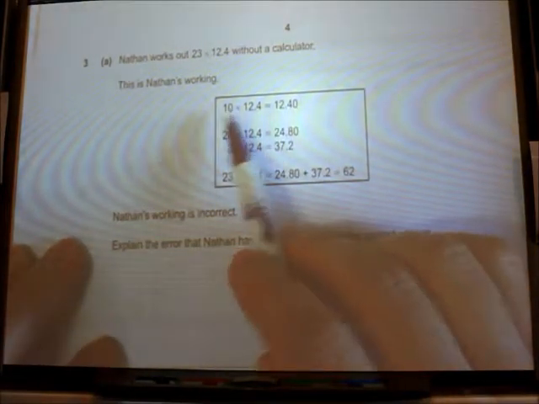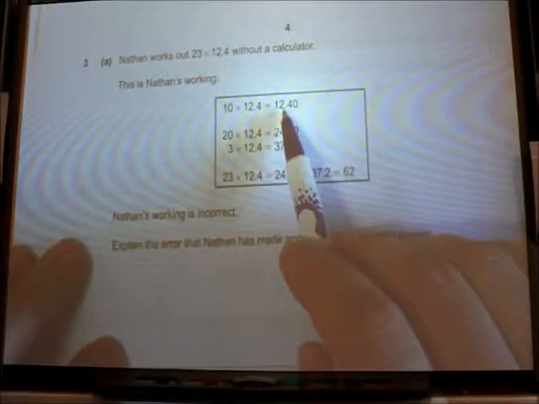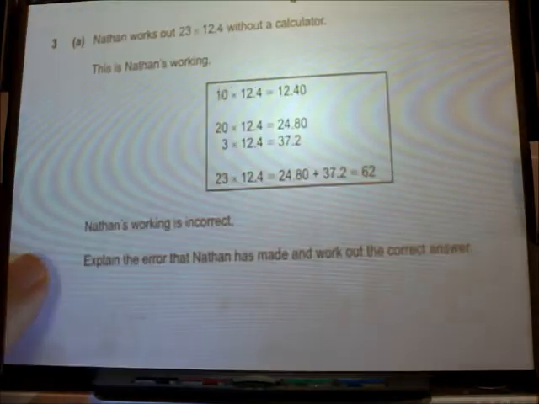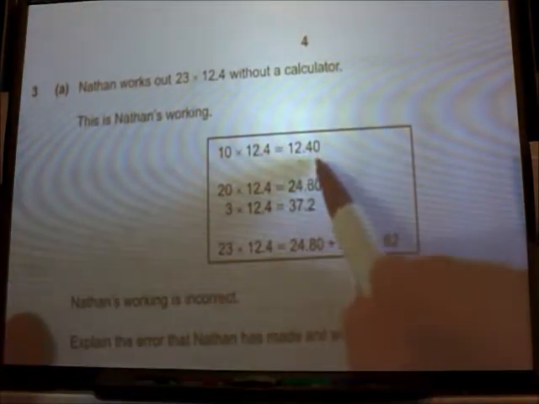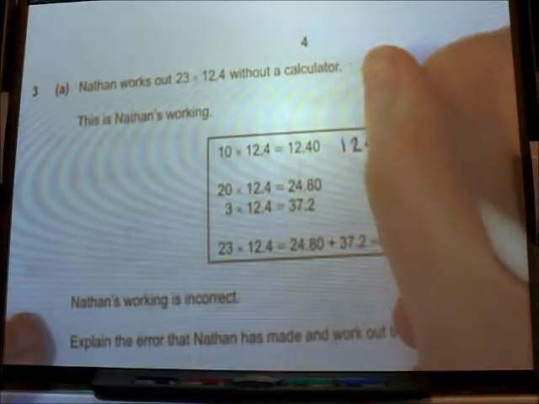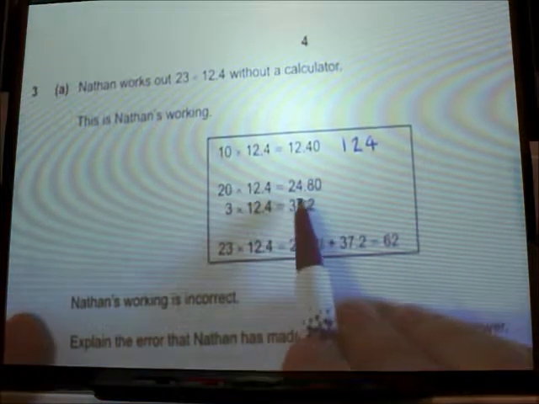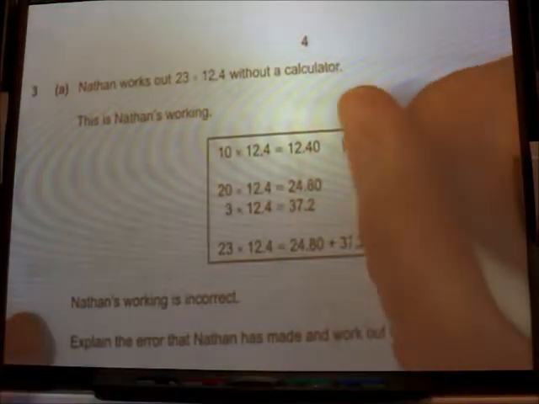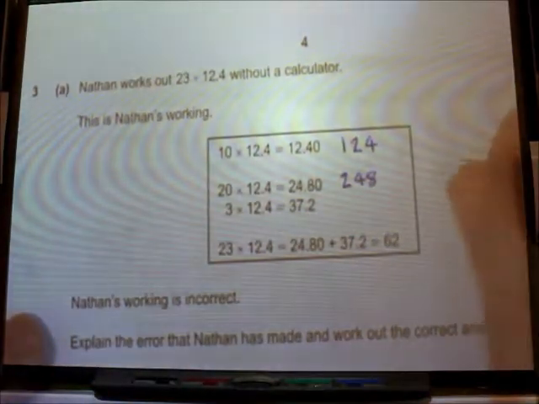He's done 10 times 12.4, and he said that is 12.40. So this is where he's gone wrong. All he's done is put a 0 on the end because he's multiplied by 10, but that is incorrect. That should be 124. So therefore 20 times 12.4 isn't going to be, because he's doubled that, isn't going to be 24.8, it's going to be 248.